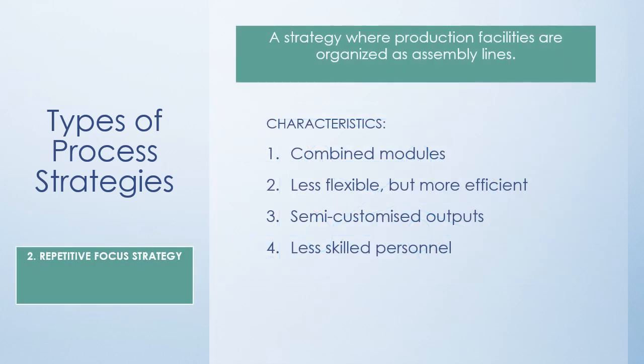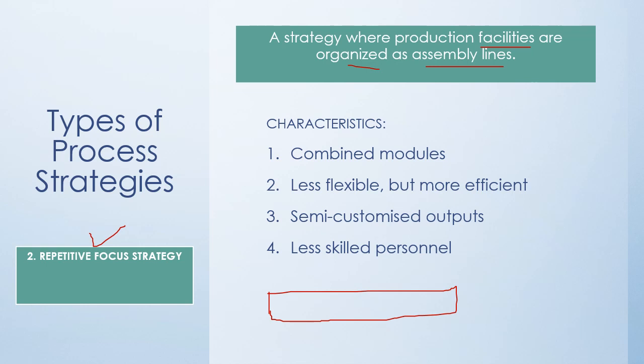Okay, the second type of process strategy is called as repetitive focus strategy. So what is meant by this type of strategy? It is a strategy where production facilities are organized as assembly line. So facilities here are organized in assembly line. So what is an assembly line? So normally an assembly line is like this. Okay, line yang digunakan untuk pemasangan komponen before the output is produced. That is called as assembly line.